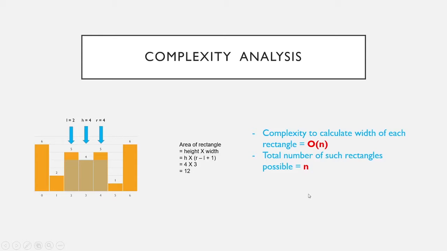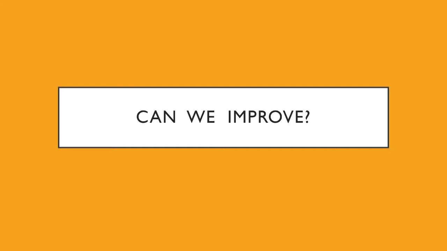Now the total number of such rectangles is got to be n as well, because we're gonna have to do the same thing for each and every single bar, and then we're gonna have to take the maximum out of them. So therefore the overall complexity is going to be O of n times n, which is O of n squared. Now this is definitely not the proper or the best solution, and we're gonna have to optimize it. And let's take a look. Can we improve? Yes, whenever you ask this kind of question, the answer is definitely yes, you can.